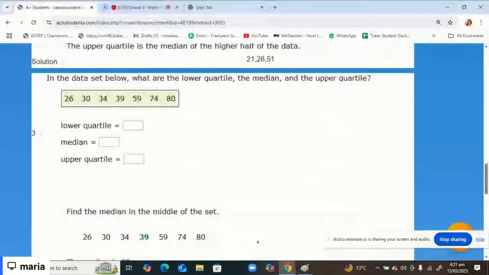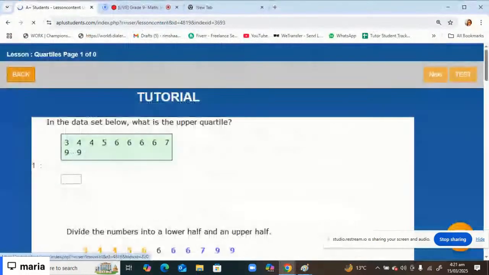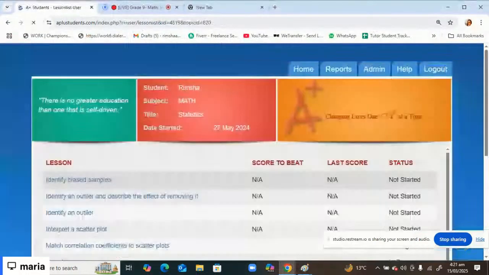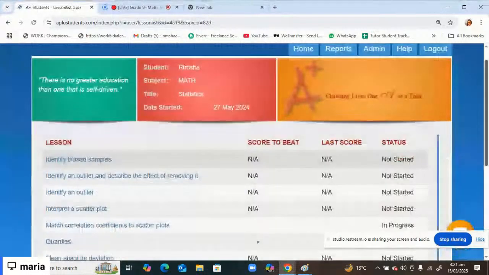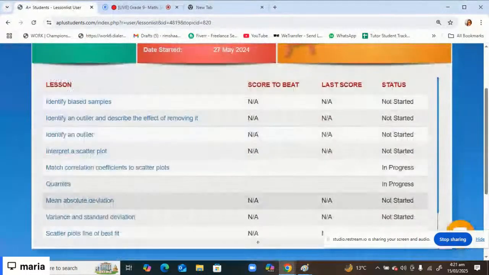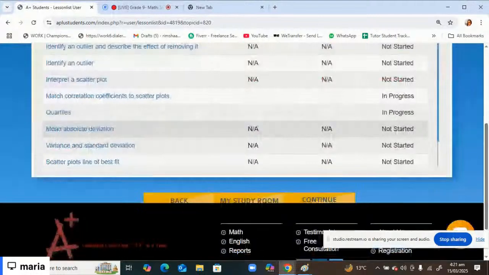Now let's discuss the next lesson. Hope you guys understand this lesson. So, mean absolute deviation. Let's discuss this one.